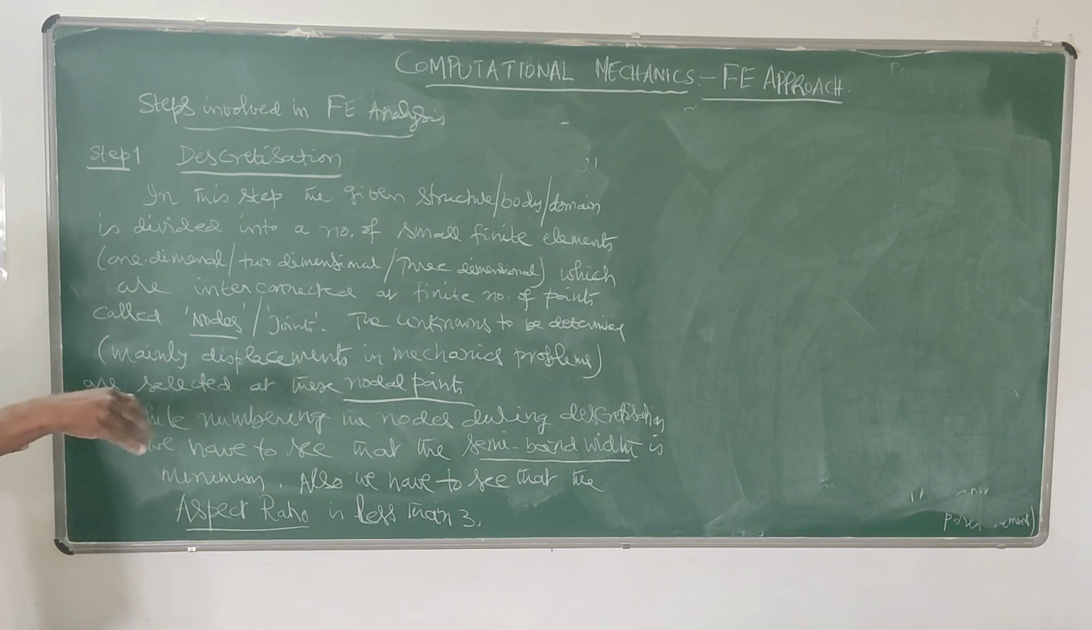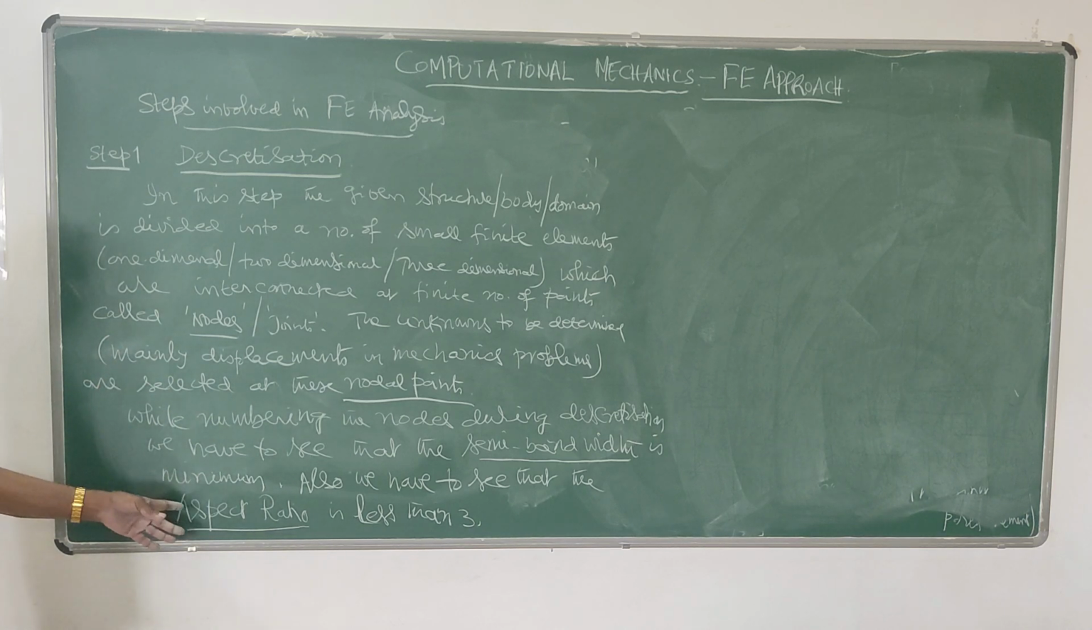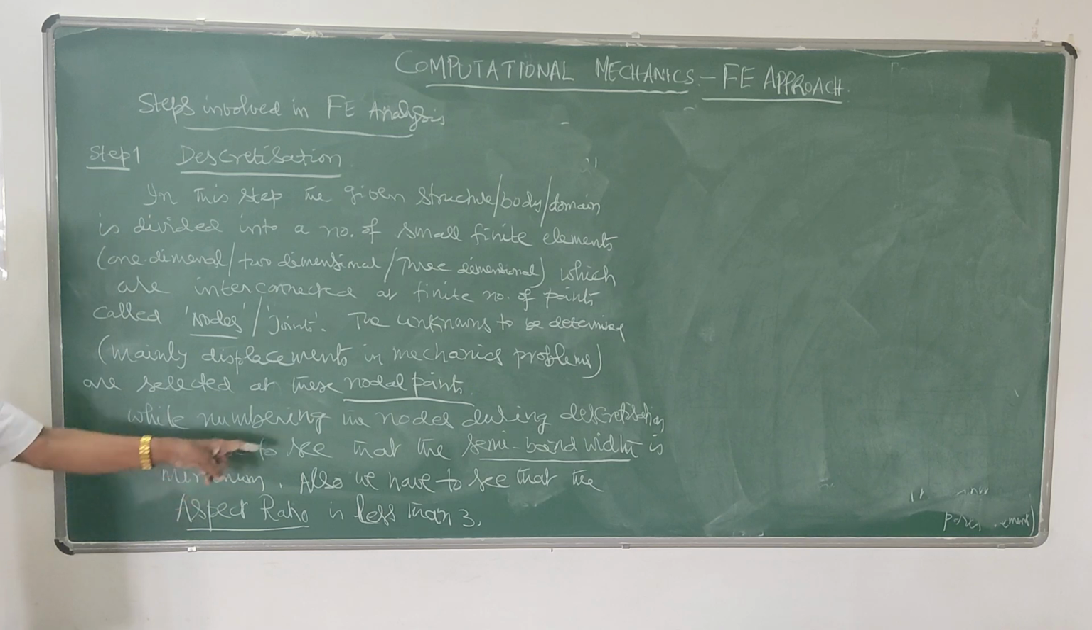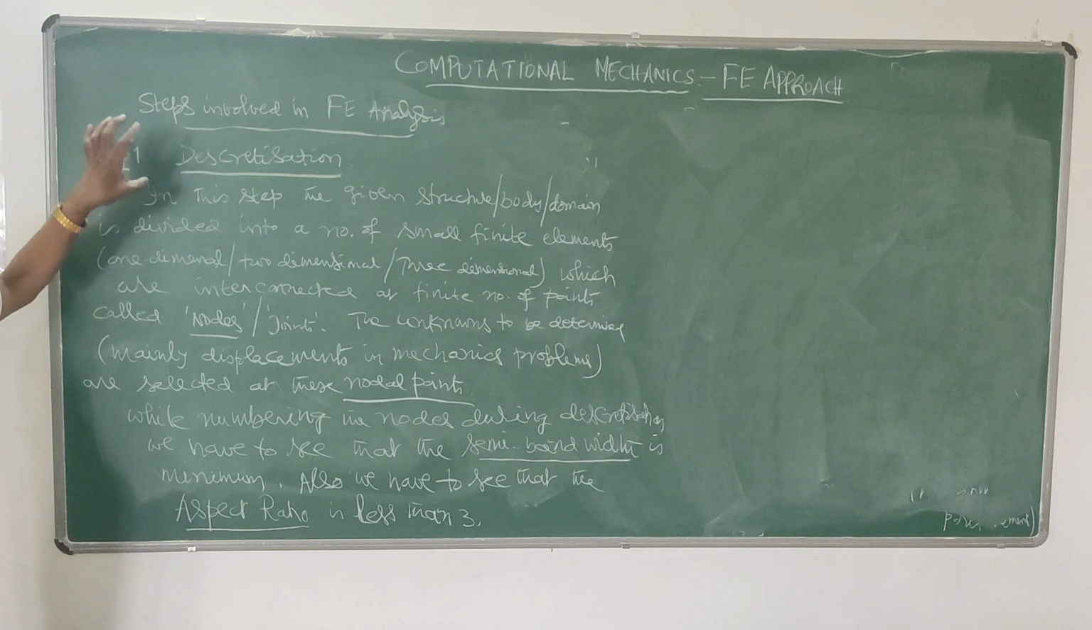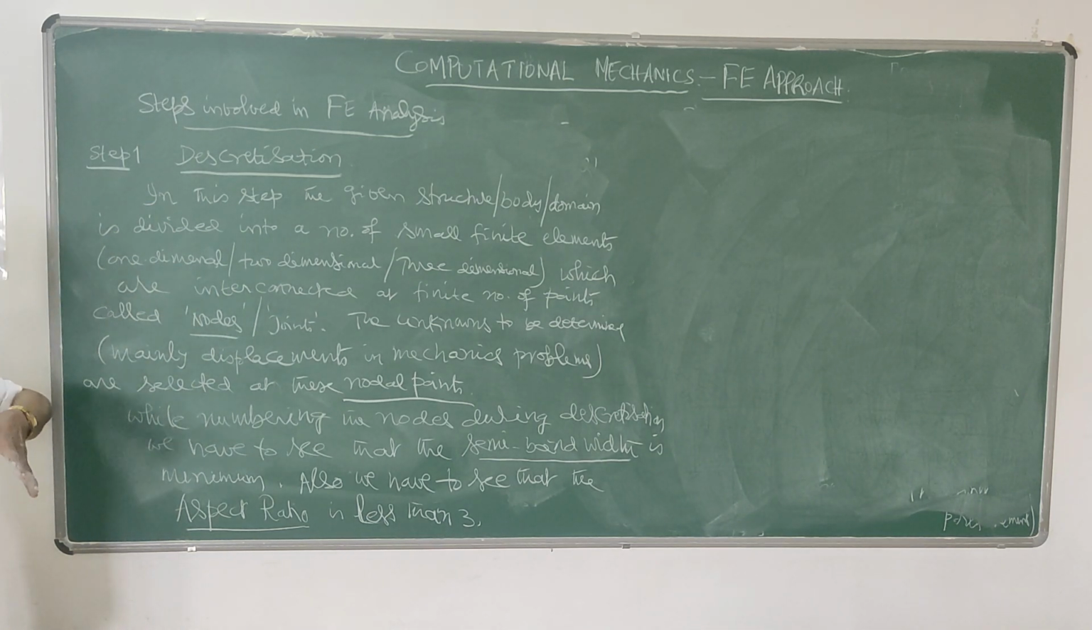One more is refinement, which we also have to take care of. Refinement means we have to go for more number of divisions or meshes, or more number of nodes. That is h-refinement and p-refinement. Either we can adopt that, along with these two aspects, semi-bandwidth and aspect ratio, that we have to take care of while discretizing the entire domain into meshes.